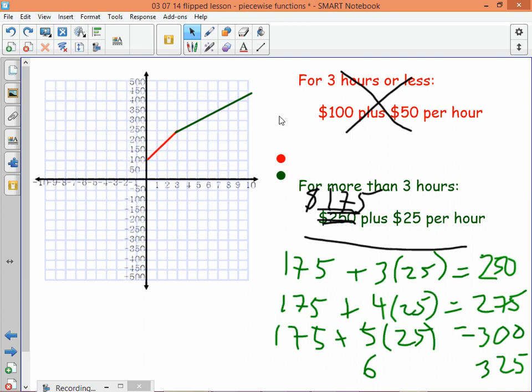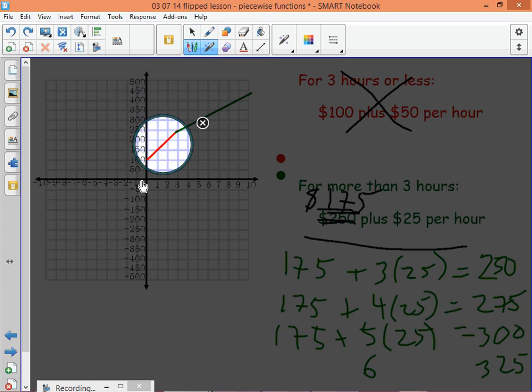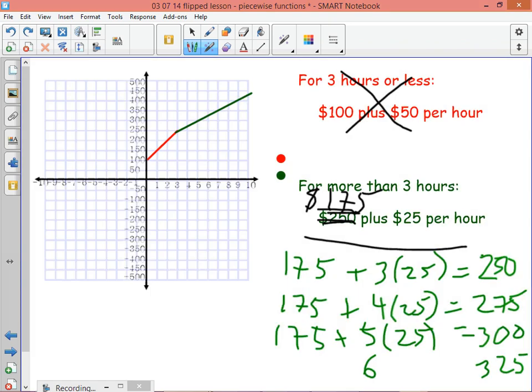Look at that. The first part is from 3 hours or less, and we've got a pretty steep slope. It's $50 per hour, $50 over 1 hour. So we go up 50 every time we go over one. The second part does not grow so steeply, as you can see, and we go up $25 every time we go over 1 hour. So obviously the slope is going to be less steep.